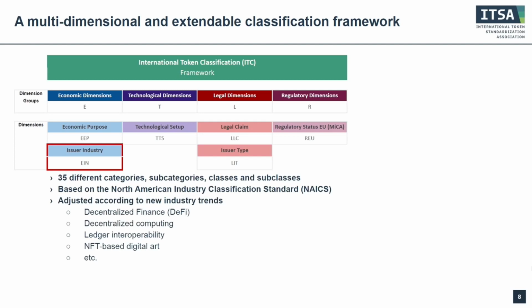Moving on to the issuer industry, we have 35 different categories and subcategories, and it's based on the North American Industry Classification Standards. We've adjusted according to some new industry trends. For example, we've added an industry for decentralized finance, decentralized computing, ledger interoperability, NFT-based projects, digital art, just because, of course, these are not yet reflected in the North American Industry Classification Standards, but nonetheless, they are a very important field in the token markets today.